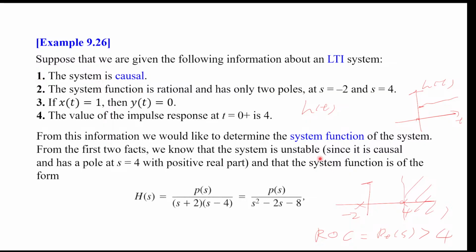So from those two, we already know most of the system function. We know the ROC is greater than 4. We also know it has two poles and it's rational, so its system function can already be written in this form. A rational function is a polynomial divided by another polynomial, but it only has two poles at -2 and 4. So we already know the denominator is s plus 2 times s minus 4, and the numerator is some polynomial of s.